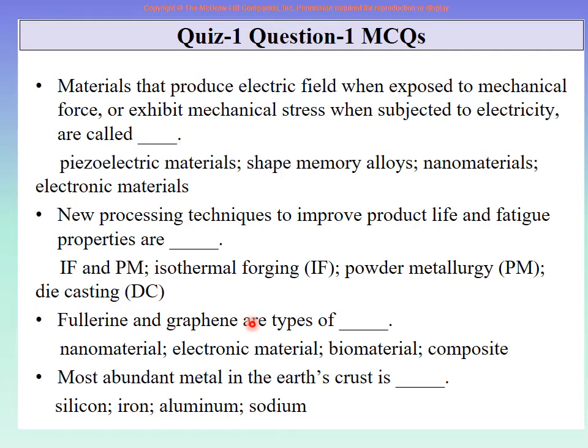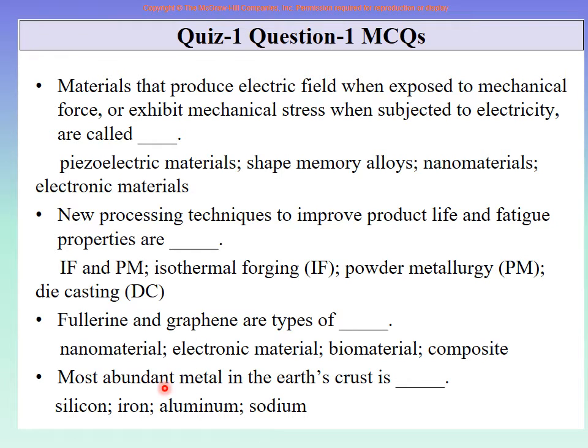Fullerene and graphene are types of: nanomaterial, electronic material, biomaterial, composite material. So yes, those who guessed it right, they are types of nanomaterials. There are fullerenes and graphenes, and there are carbon nanotubes, if you remember.